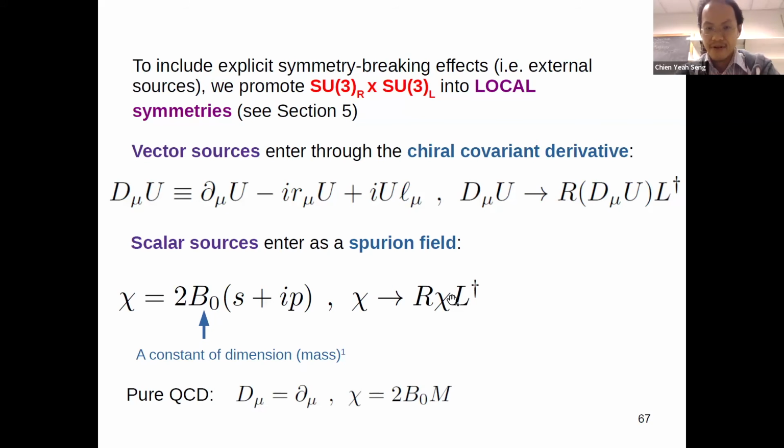Just as an example, if we consider QCD and nothing else, then the only symmetry breaking term is the quark mass, and there's nothing else. That will mean r_mu and l_mu will be equal to 0, and only the scalar source is non-zero, and chi is related to the quark mass matrix.